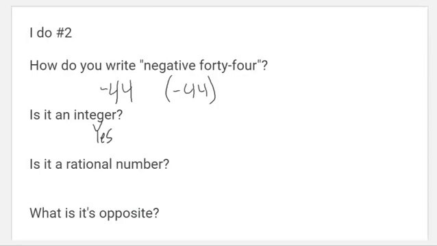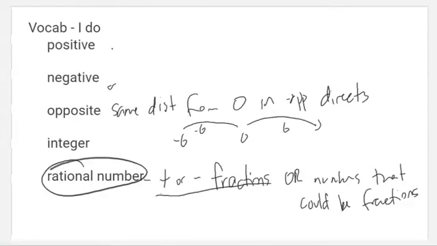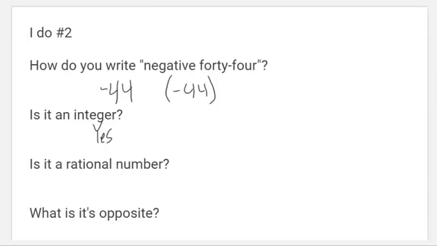Yes, it is. Integers are positive or negative whole numbers. That is a whole number. So yes, it's an integer. Is it a rational number? Well, let's go back to that definition. A rational number is a positive or negative fraction, which that is not, negative 44, or numbers that could be fractions. So the question becomes, negative 44, it's not a fraction now, but could it be? And the answer is yes, it could be.